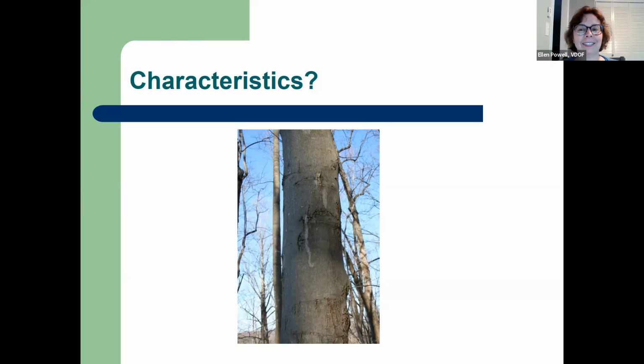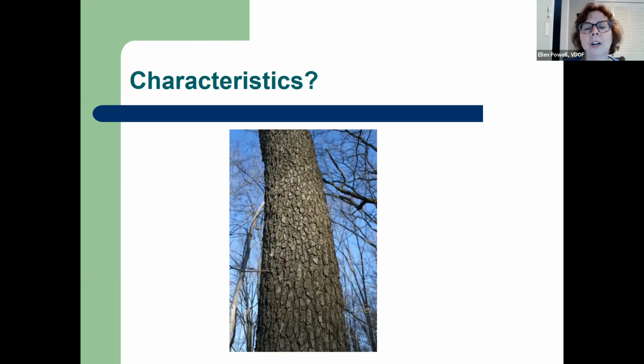Someone has keyed in on the color, but it's gray. Yep. And bark color can be, they're not all gray and brown. Sometimes they're almost black. Sometimes they're different colors. So color is a characteristic. How about that one? How would you describe this one?